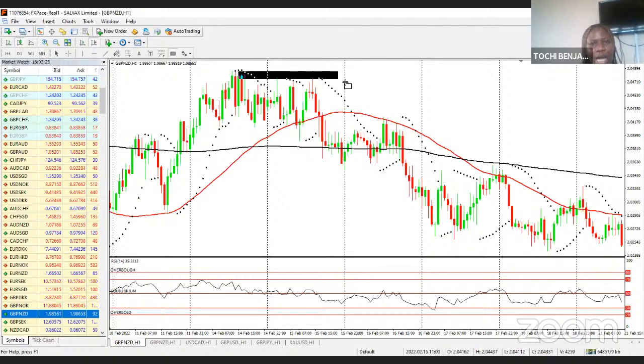Obviously, I'm not going to teach candles today. I'm taking it as a revision. I hope that is fine. Should I go back to continue with the candles? I'm taking that I'm doing revision today.